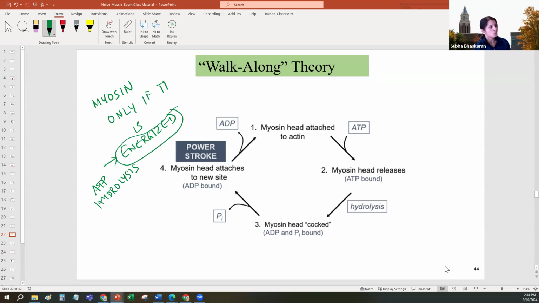Got it? So we saw the calcium requirement. Now we saw the ATP requirement. So both are crucial factors. Lack of ATP is a problem. Lack of calcium is a problem. Okay.